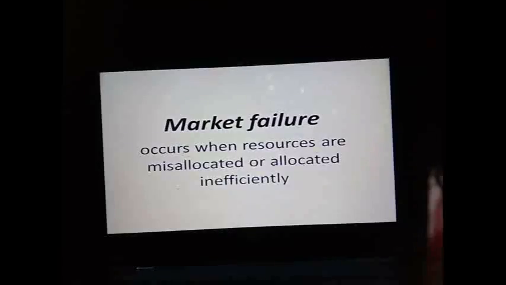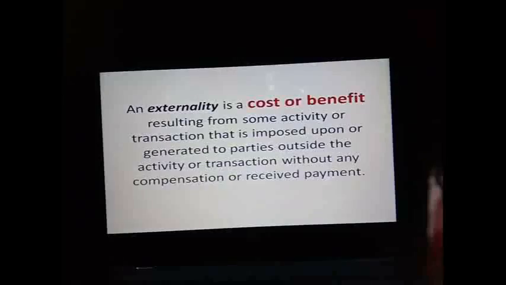So today we shall discuss how the presence of externality leads to market failure. First we are defining what an externality is. An externality is the cost or benefit resulting from some activity or transaction that is imposed upon or generated for parties outside the activity or transaction without any compensation or payment received.